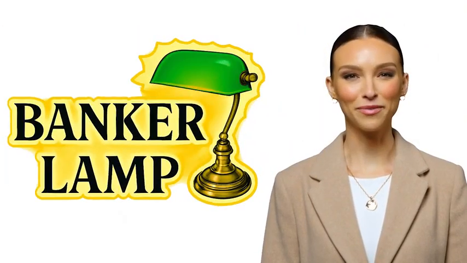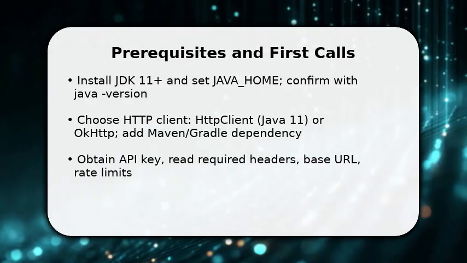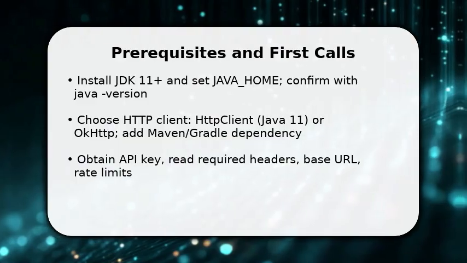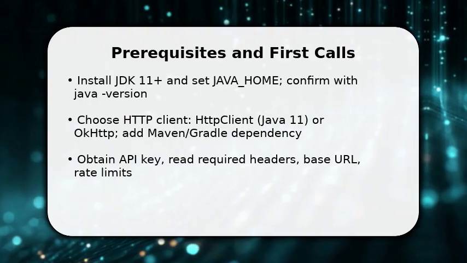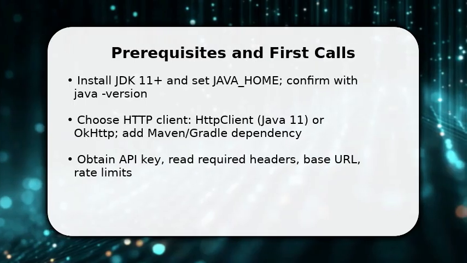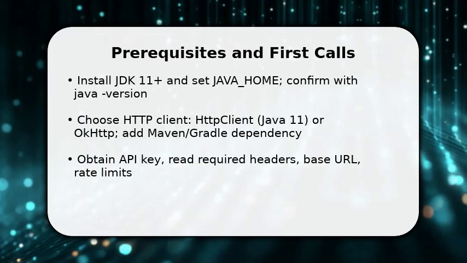Please enjoy the video. You start by confirming your environment, JDK 11 or newer, and a build tool. Once done, add the HTTP client library, use the built-in HTTP client, or include OkHttp via Maven or Gradle. Make sure you secure an API key and understand required headers, endpoints, and rate limits.